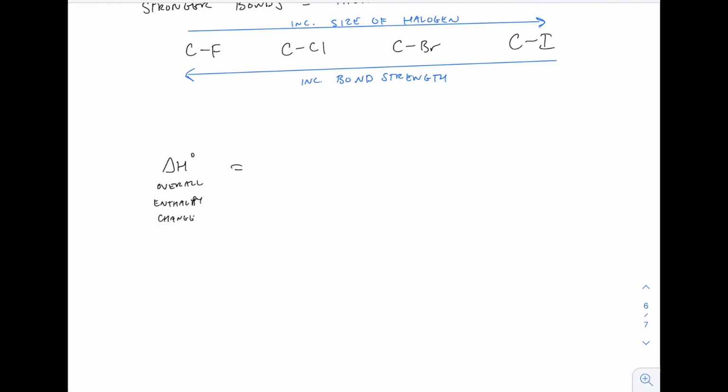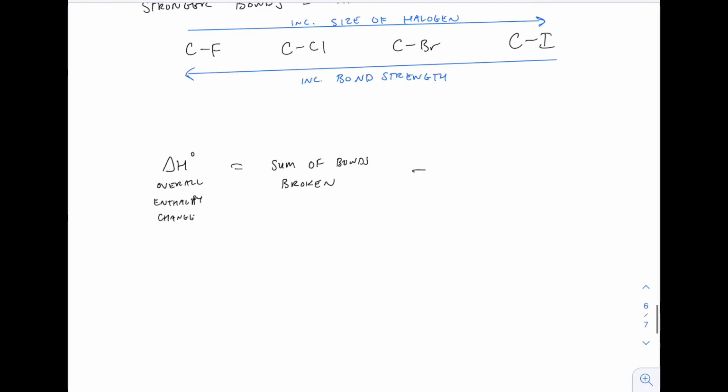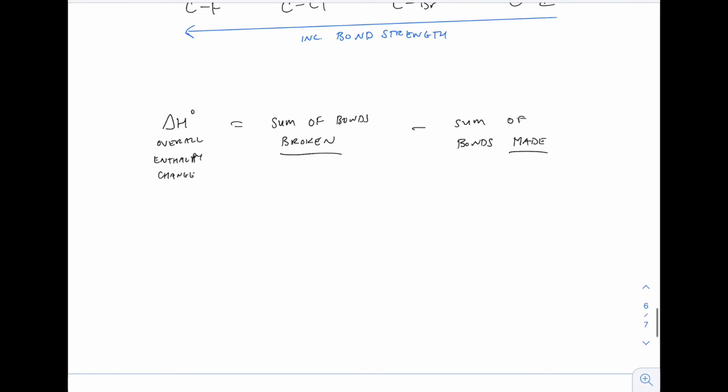Now moving on to the formula for this. Delta H, the overall enthalpy change of a reaction, is equal to the sum of the bonds broken plus or minus the sum of the bonds formed. I like to put minus, and I'll explain why in just a minute. It really is up to you, just keeping an eye on the signs of your bond cleavages and formations. Let me give you one example.